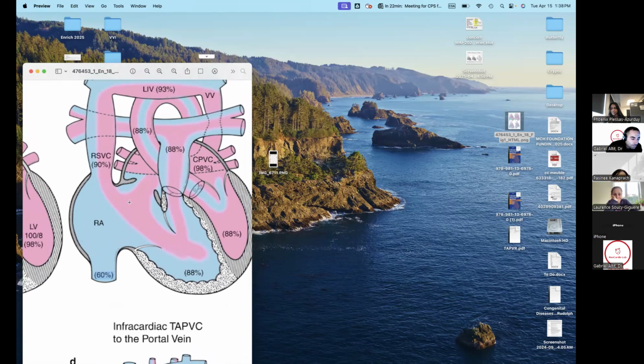So now maybe you mixed along the way, so you're not 60, but you're like 70. Okay, forget the 88 here. 70, 70, and then it enters your ascending aorta at 70. Does that make sense up to now?